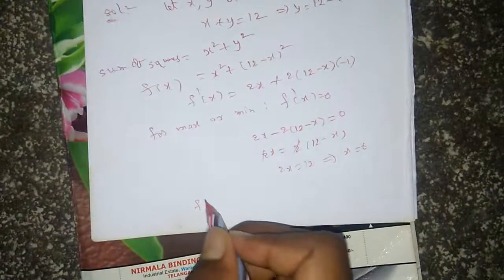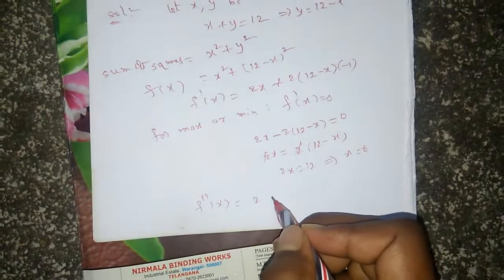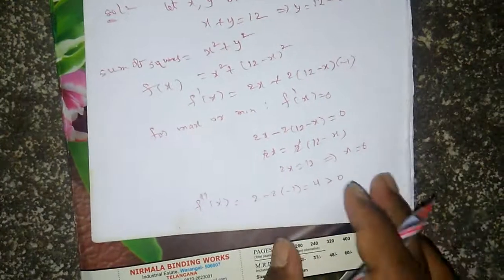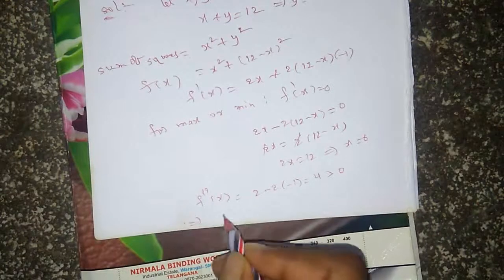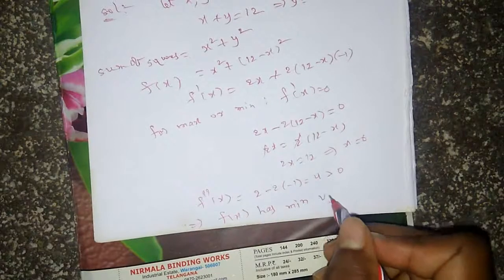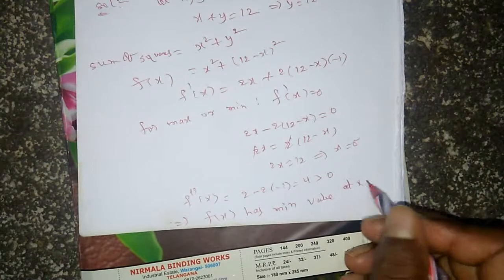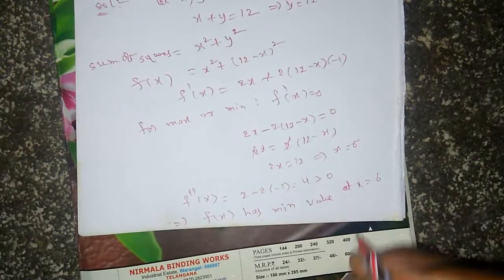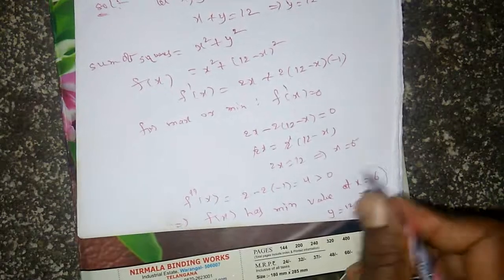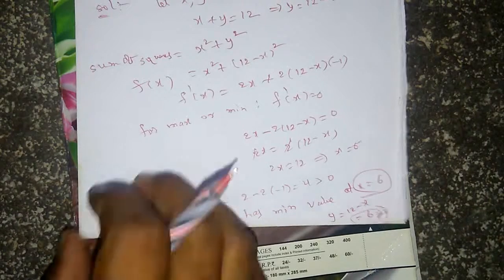Next find f double dash of x, that is 2 minus 2 into minus 1, that is equal to 4, which is greater than 0. F double dash is positive implies f of x has minimum value at the point of extremum. Point of extremum is x is equal to 6. So that is the required value. X is equal to 6 means y is equal to 12 minus x, that is also 6. X is equal to 6 and y is also 6 are the required values.